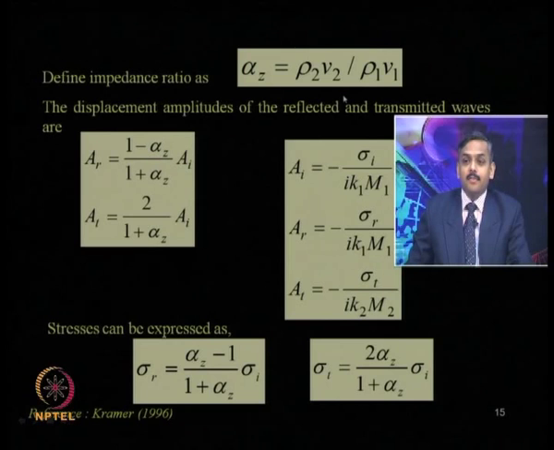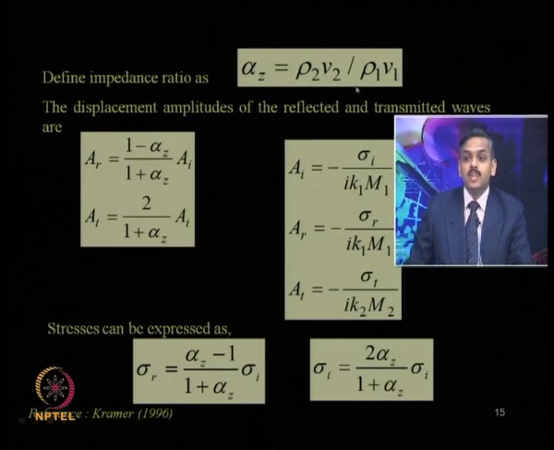Because if we remember the relationship between primary wave and secondary wave, it is through a constant relationship between the ratio. So, it is a ratio of two similar parameters. That is why it gives us the similar value of impedance ratio, whether it is a P wave or S wave, right. So, now what we can see from this slide, the displacement amplitude of the reflected and transmitted waves can be represented through this impedance ratio in this simplest format.